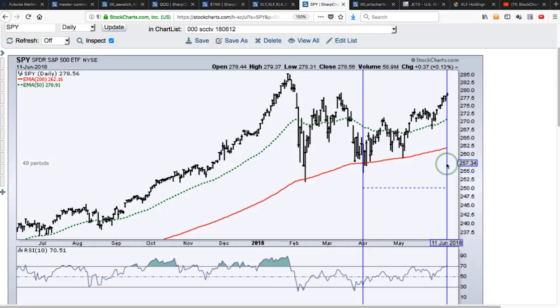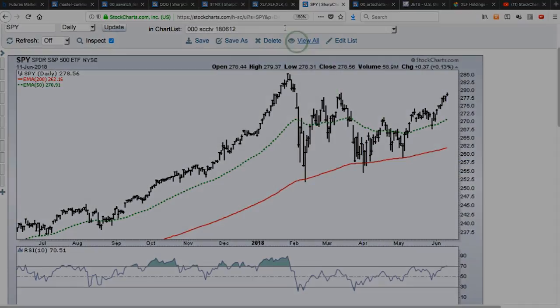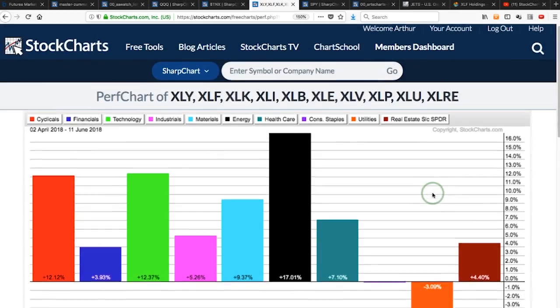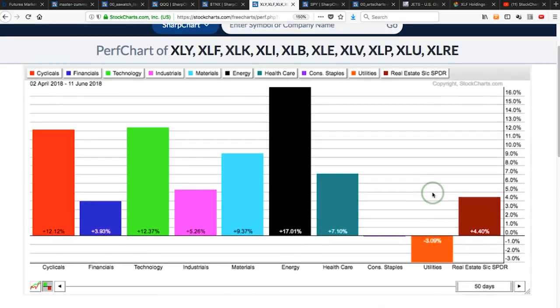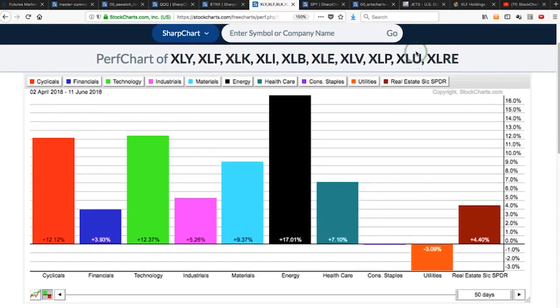All right, we've got this rally April, May, and into early June. And we want to see which groups are leading and which are lagging during this rally. So what I did was I created a perf chart. And this has the 9 sector SPDRs, well, 10 plus XLRE. And it goes from April 2nd to June 11th. Now, on the perf chart, you have to put 50 days. You have to add a day. But we can see that, look at finance.